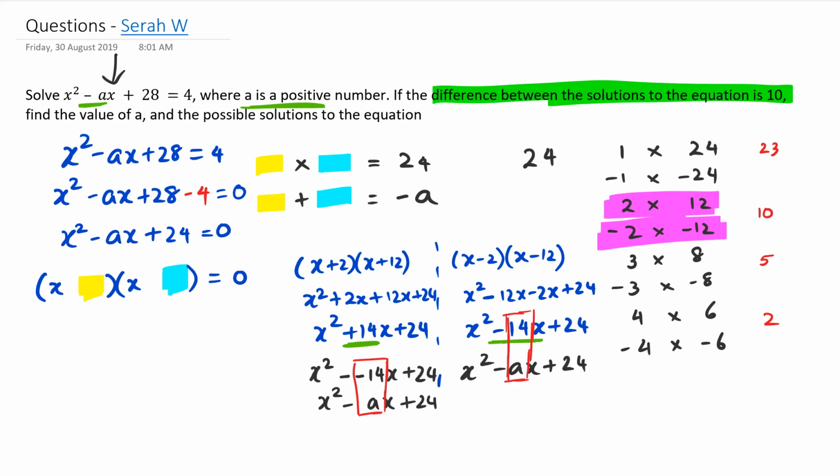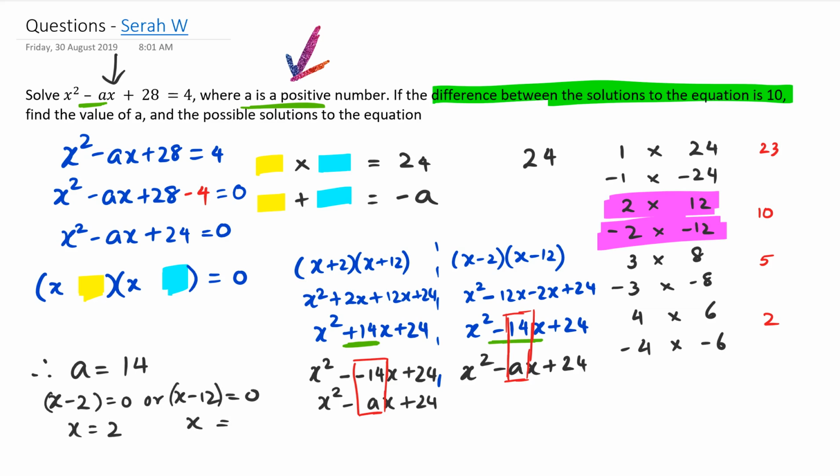And because the question says a is a positive number, you can say, therefore, a is equal to positive 14. Then it's asking you for the possible solutions to the equation. So the possible solutions are x minus 2 equals 0, or x minus 12 equals 0. So in this case, x is equal to 2, and in this case, x is equal to 12. And if you look at it, the difference between the two solutions happens to be 10, because 12 minus 2 equals 10.